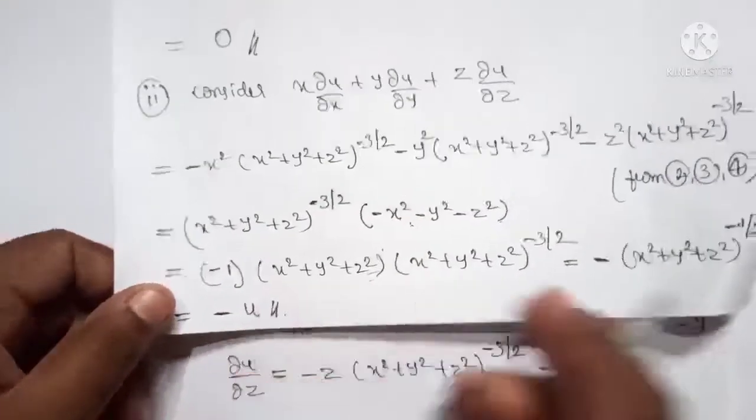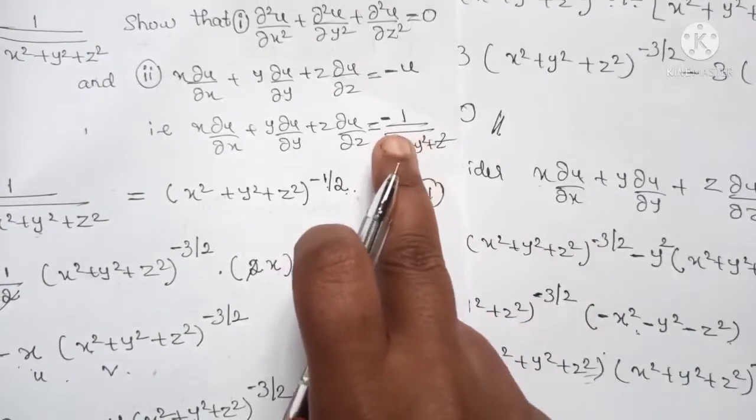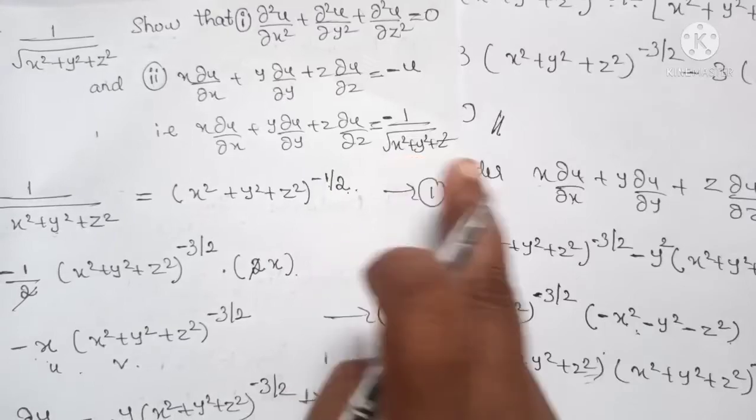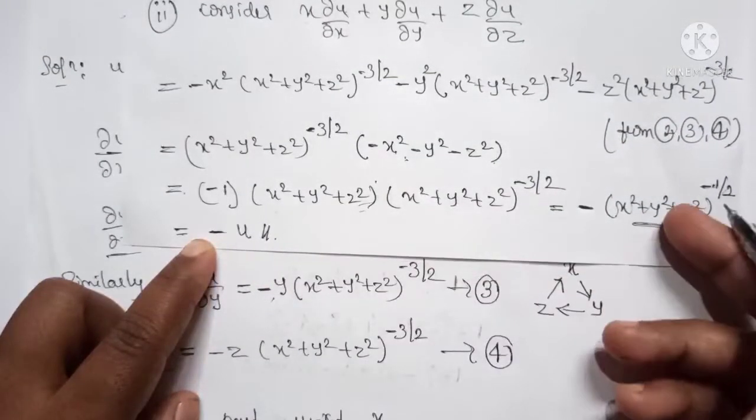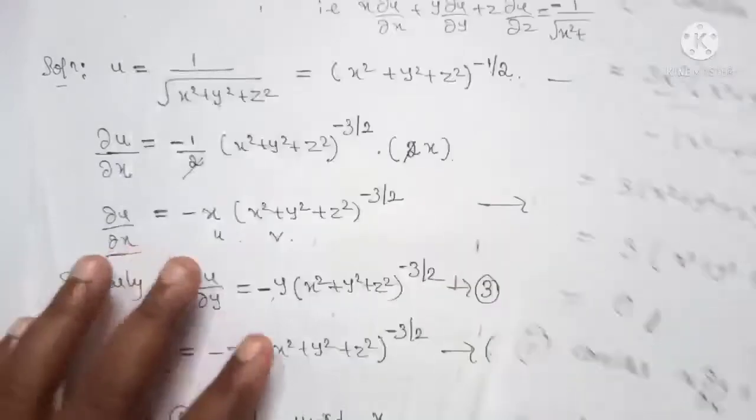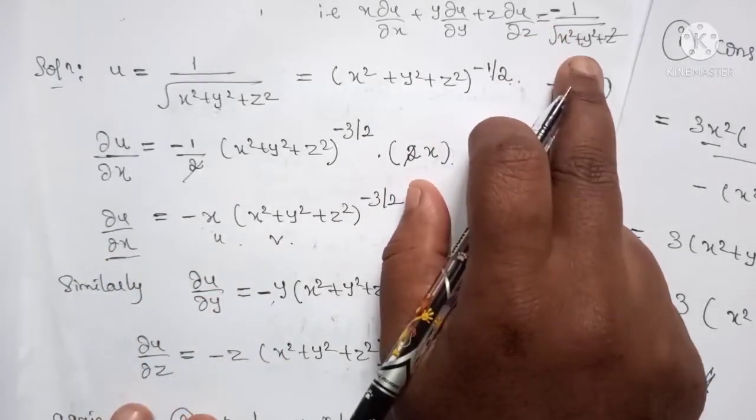This is the required answer, or you can write the u value also, that is we get minus 1 divided by the square root of x² + y² + z². That can be written, or this can be further written by taking it to the denominator, you will get this form, okay. You can prove in any form.